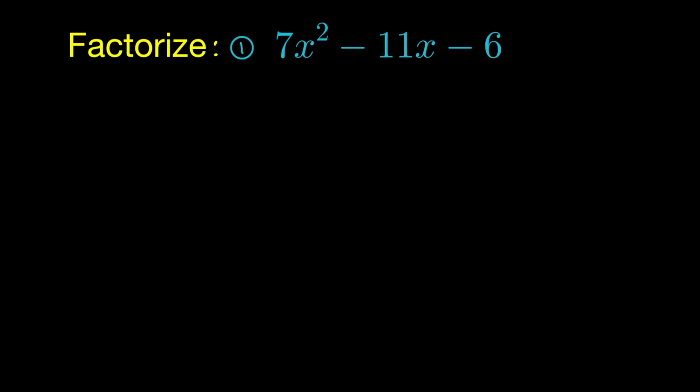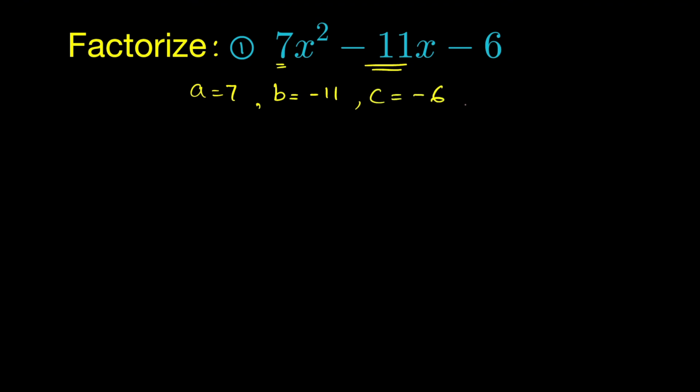Now the first one: factorize 7x squared minus 11x minus 6. In this case, the first step is to write the values of a, b and c. So a is your 7, b is minus 11, and c is minus 6.